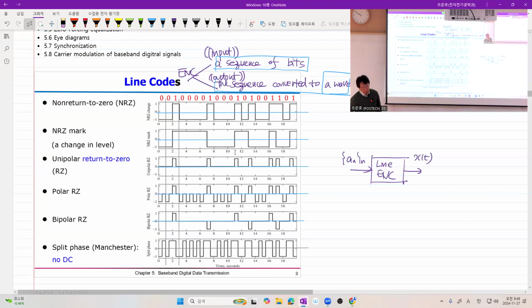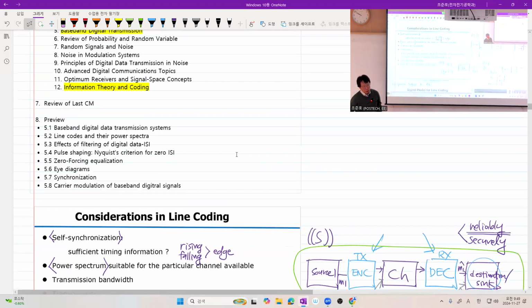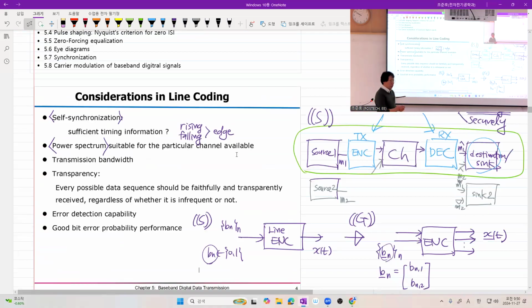So the author of the book wanted to talk about the synchronization capability of each line code. So depending on your choice of line code, sometimes the receiver may easily synchronize itself to the incoming signal. That is self-synchronization. Now, this is in time domain.